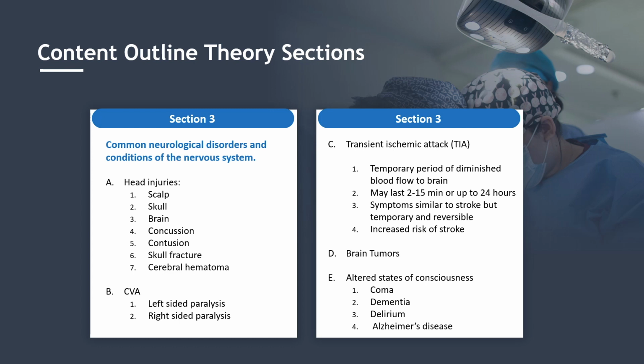B. CVA: left side paralysis, right side paralysis. C. Transient ischemic attack, TIA: temporary period of diminished blood flow to the brain, may last 2 to 15 minutes or up to 24 hours. Symptoms similar to stroke, but temporary and reversible. Increased risk of stroke. D. Brain tumors. E. Altered states of consciousness: coma, dementia, delirium, and Alzheimer's disease.